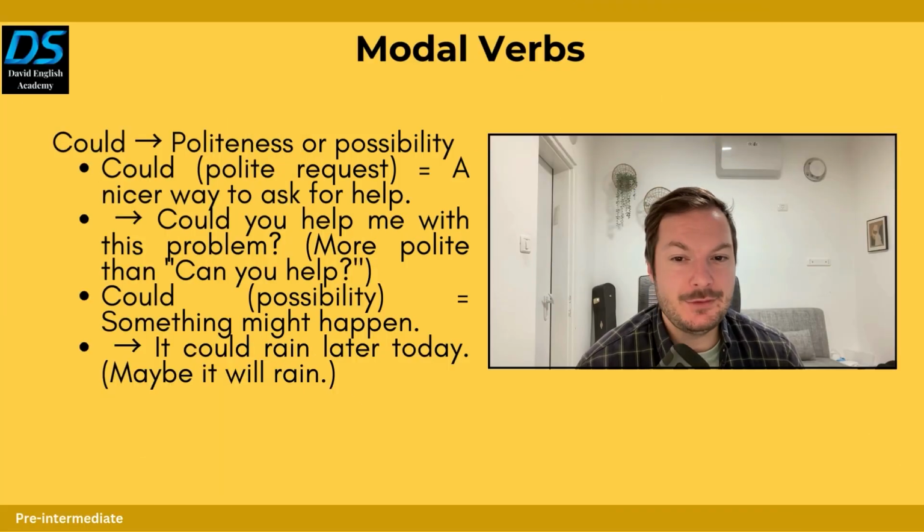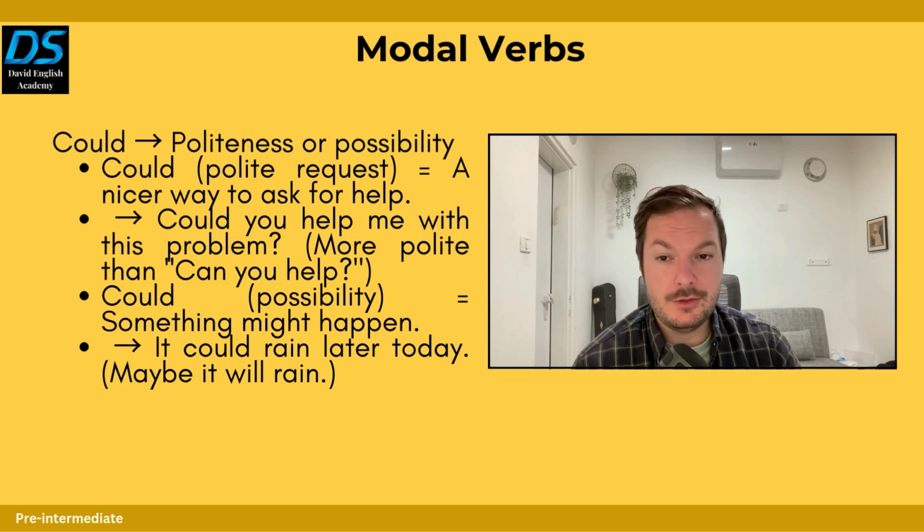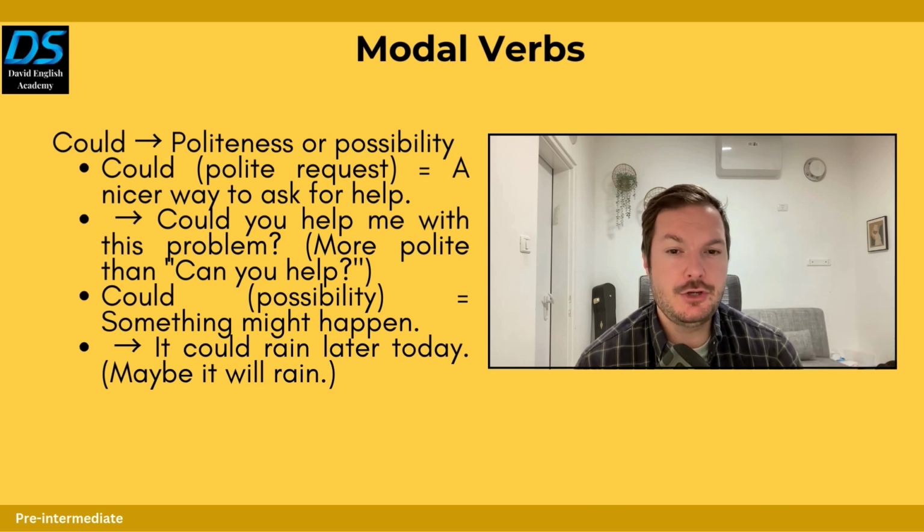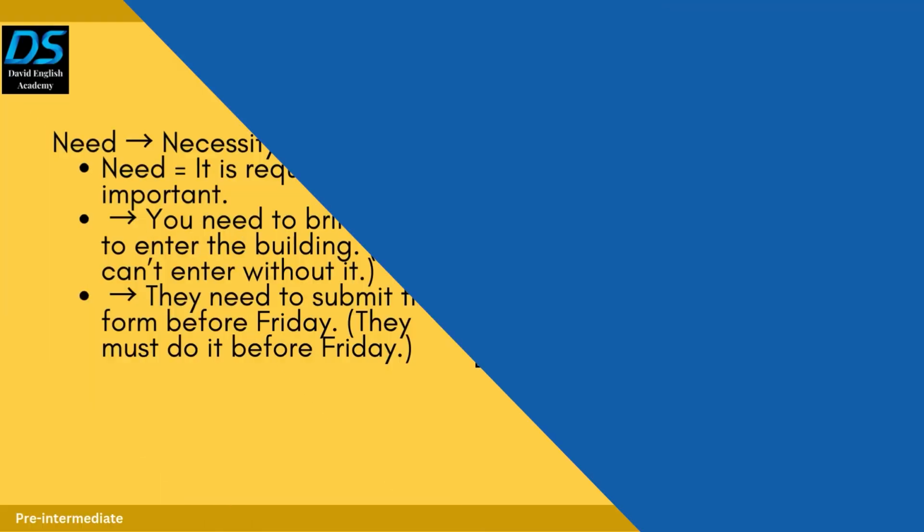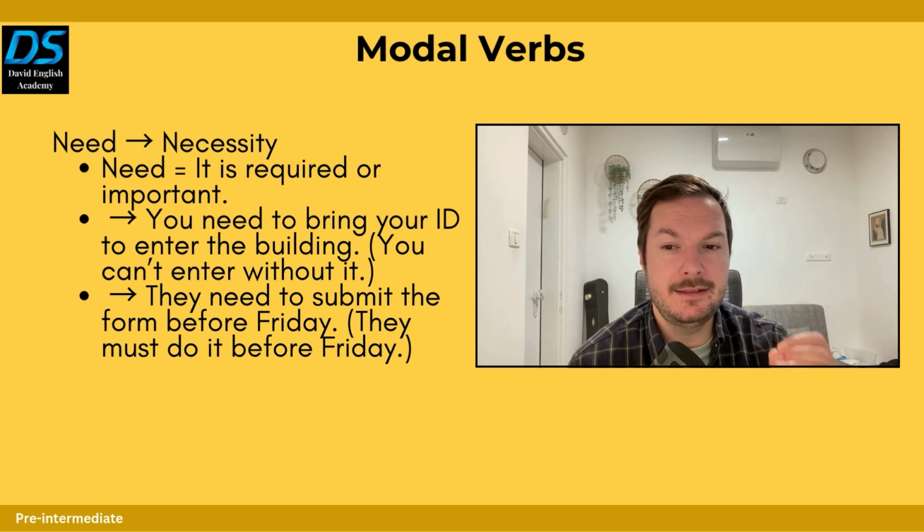Could is for politeness or possibility. Could is much politer than can. It's for a polite request. It's a nicer way to ask for help. Could you help me with this problem? It's more polite than can you help. And could is for possibility. It means that something might happen. It could rain later today. Maybe it will rain.